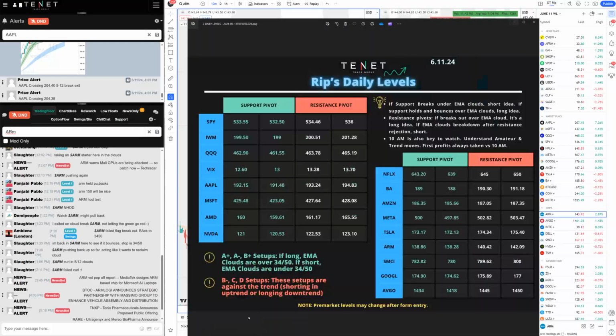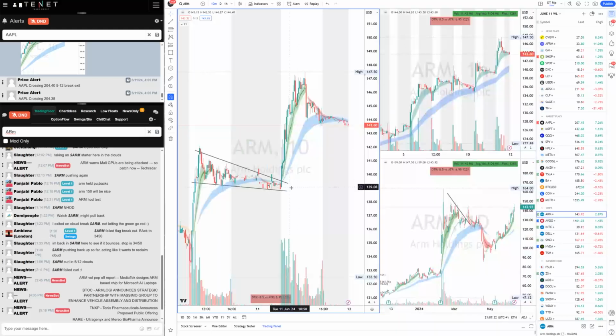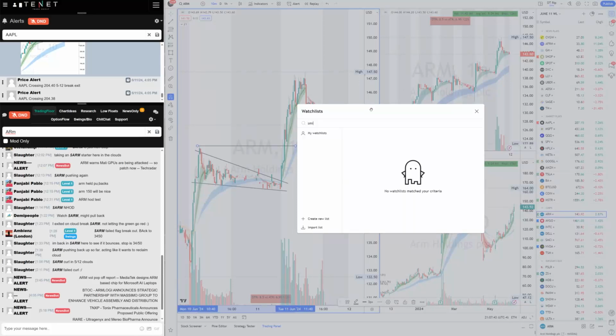Our levels on ARM this morning were 140, 142. Those were our resistance breakout pivots on ARM. So you can see that. This was the breakout and this was the breakout. When I was on voice this morning, we were going through all the semis, right? We were watching all the semis and our semi watch list as usual.